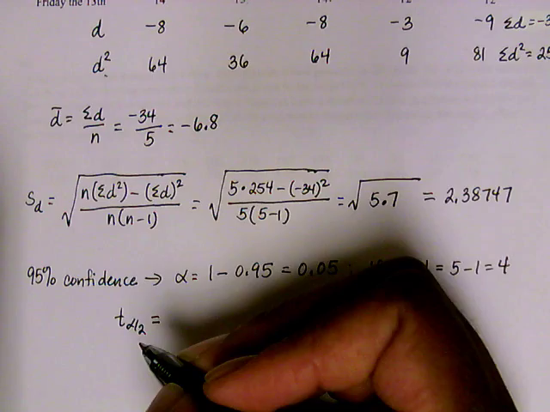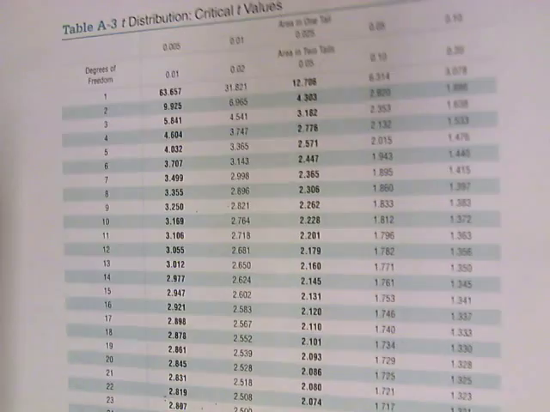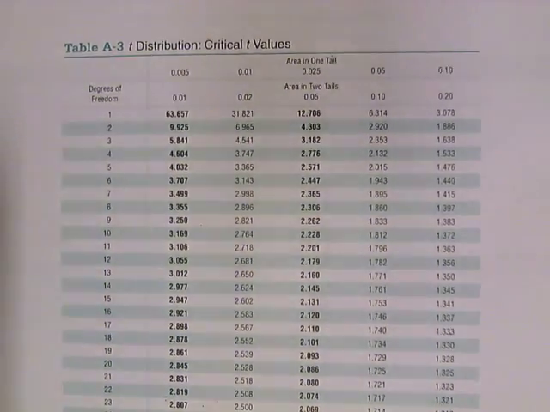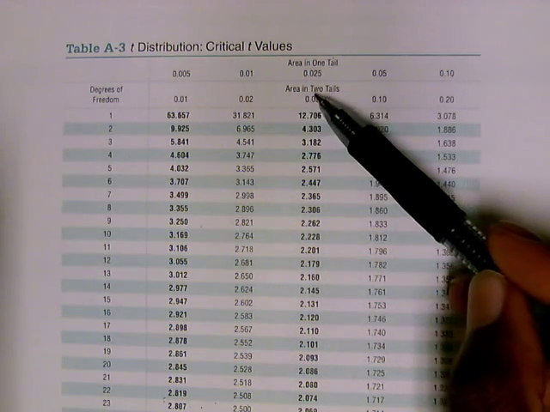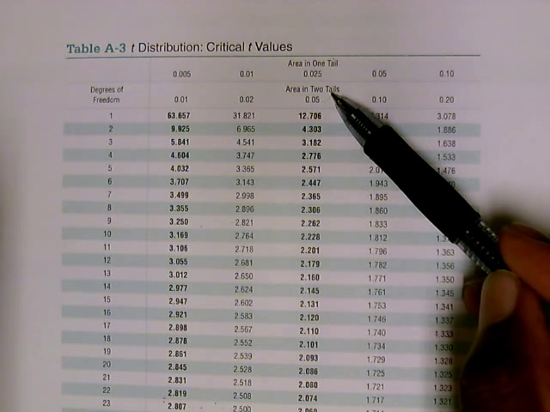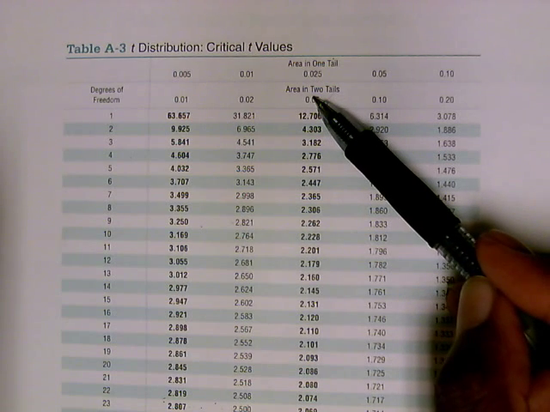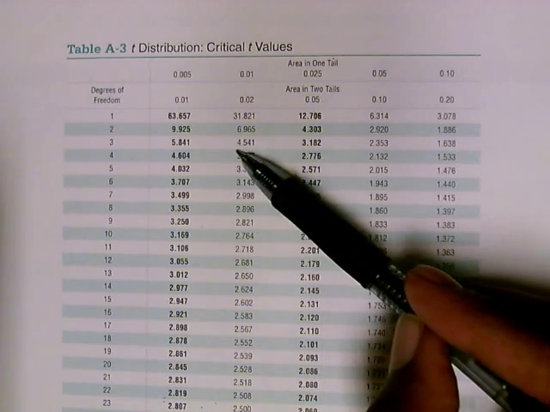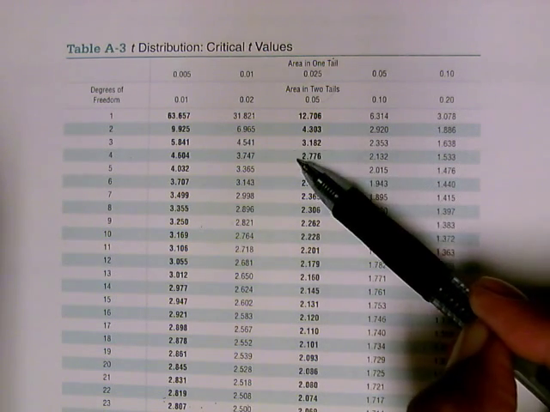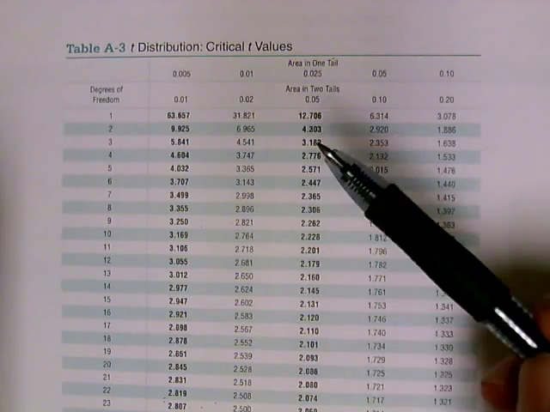Because remember, with a confidence interval, we're dealing with 2 tails. And then we use table A-3 or the t-distribution critical values to find that critical value. So you always look under area in 2 tails for your confidence interval. And it was 0.05, which is right here in 2 tails. There were 4 degrees of freedom. So we read across and down, and this will be your critical value right here, 2.776.